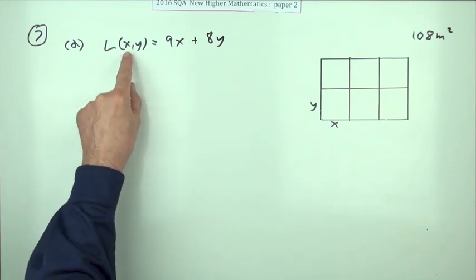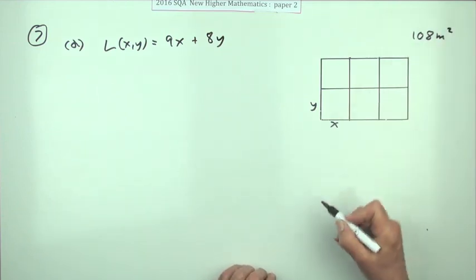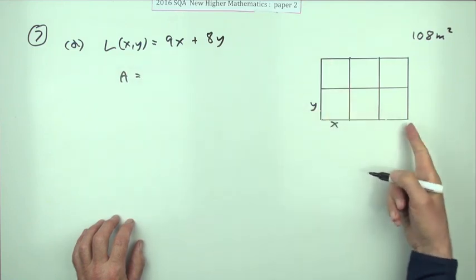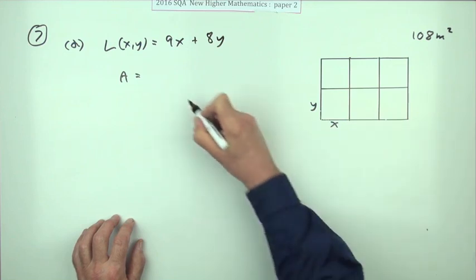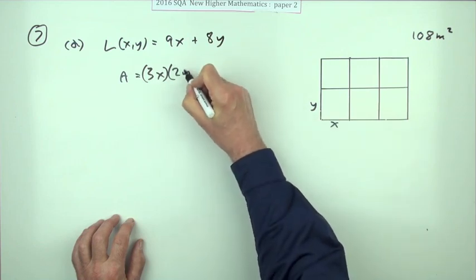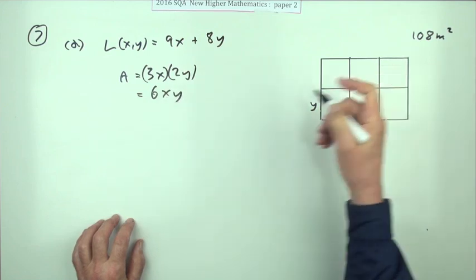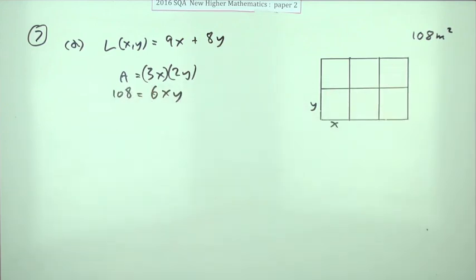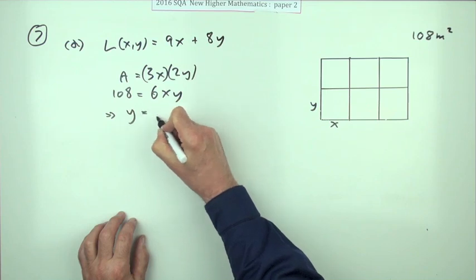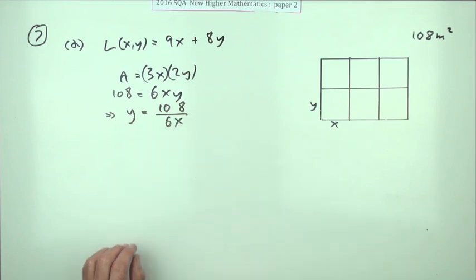You have to make it a function just of x, so I need something else that'll connect x and y, and that's where this area comes in. The area of the whole thing is 3x in length times 2y for its breadth. So the area equals 6xy and it equals 108. So now you can replace the y. That would rearrange to read y equals 108 over 6x.